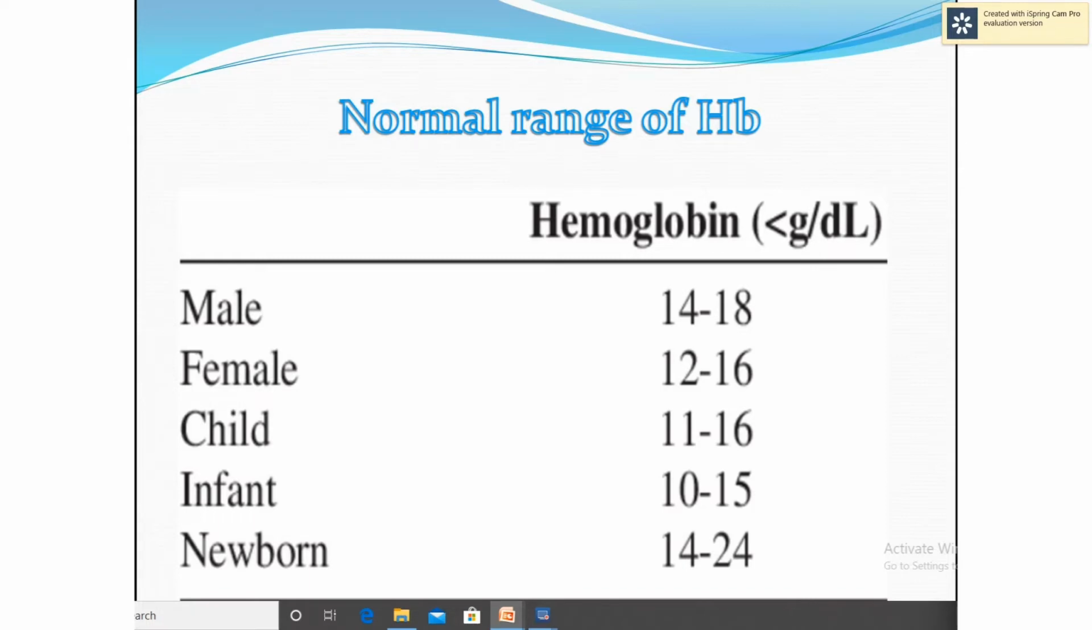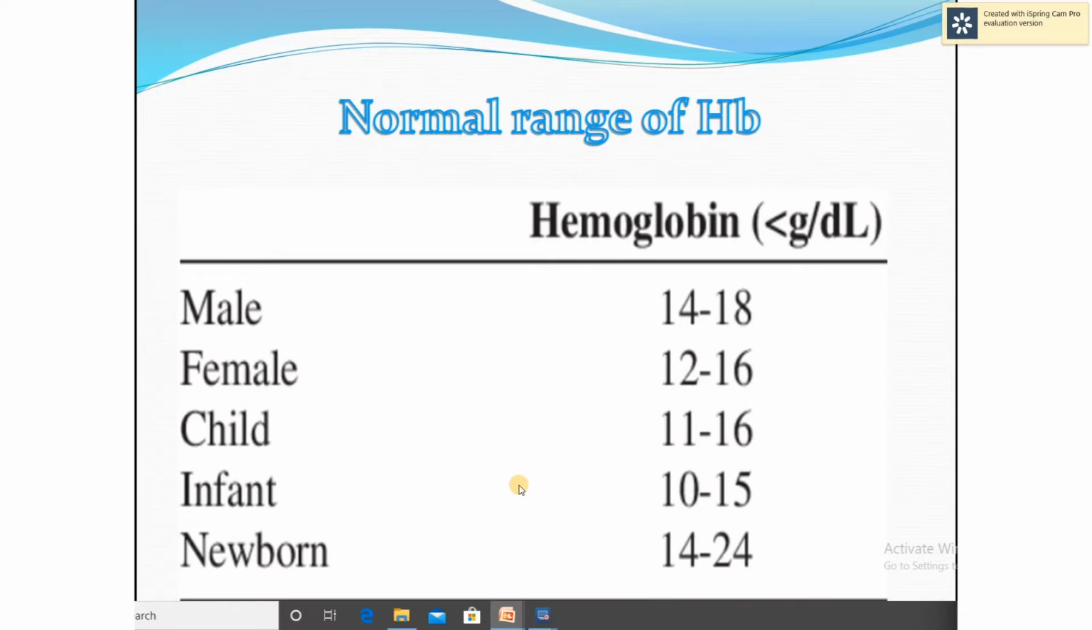Before that, let us know the normal range of hemoglobin. Gram per deciliter is the unit to measure hemoglobin. If you are a male and have a hemoglobin level between 14 to 18, your level comes under the normal range. If you are a female and your level is between 12 to 16, again you are in the normal range. Child 11 to 16, infant 10 to 15, and newborn 14 to 24.